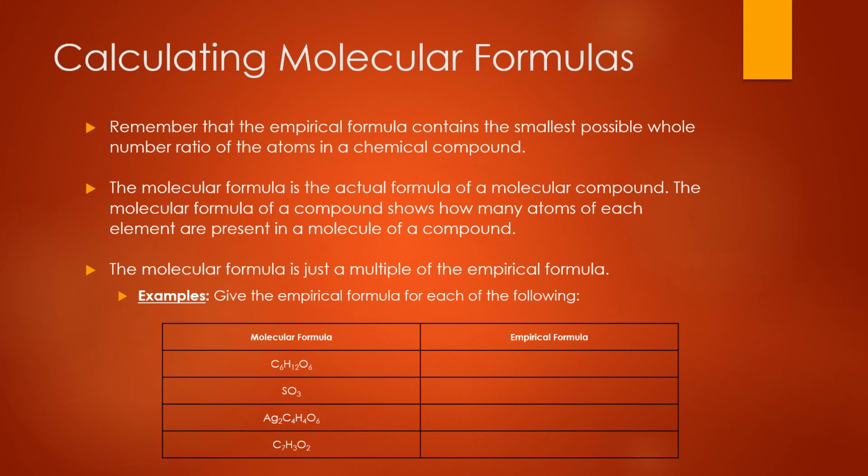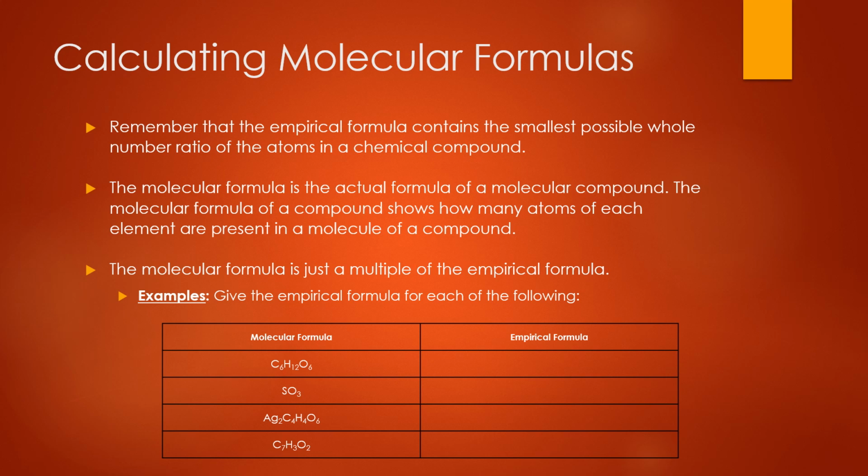All right, so in this slide, we're going to learn how to calculate the molecular formula. It says, remember that the empirical formula contains the smallest whole number ratio of atoms in the chemical compound. The molecular formula is the actual formula of a molecular compound. The molecular formula of a compound shows how many atoms of each element are present in a molecule of a compound. It says the molecular formula is just a multiple of the empirical formula. So again, the molecular formula here is before we reduce the compound into the smallest whole number ratio.